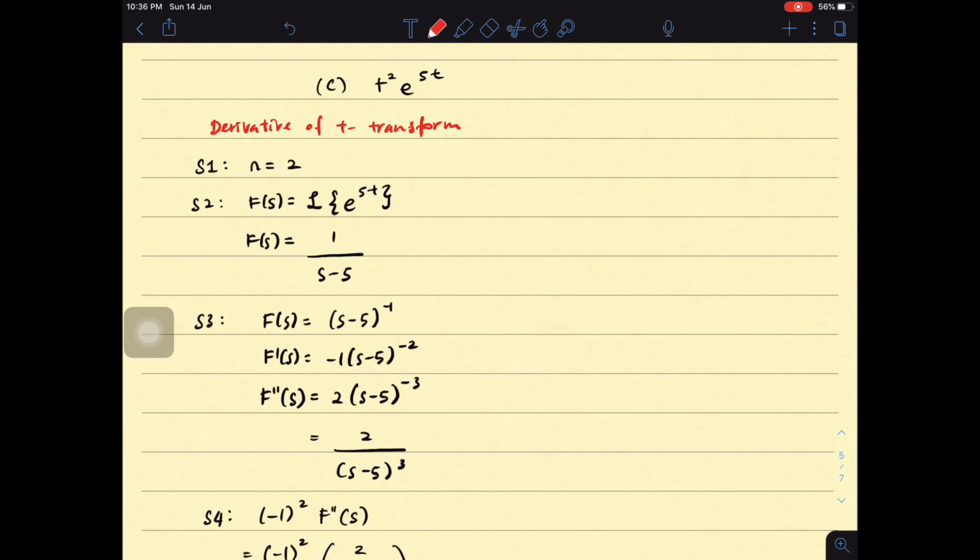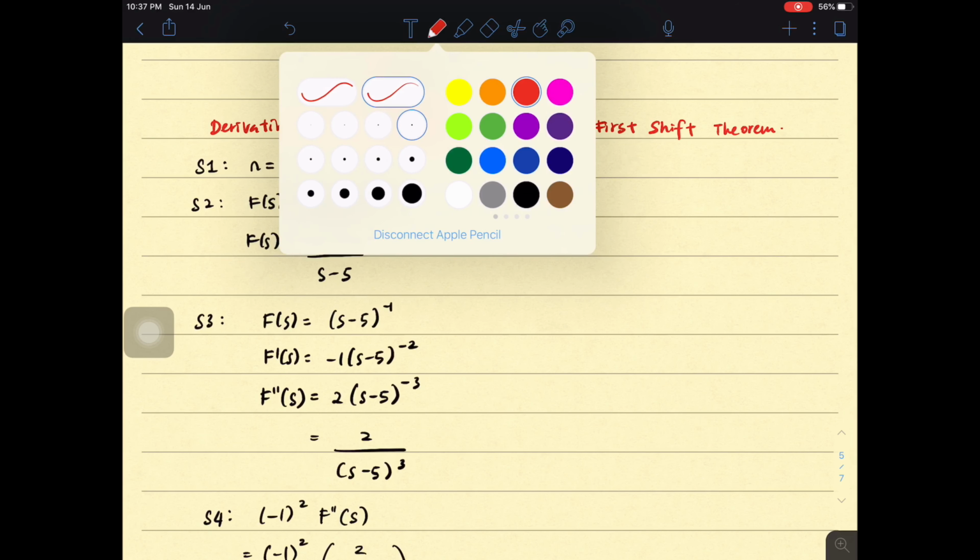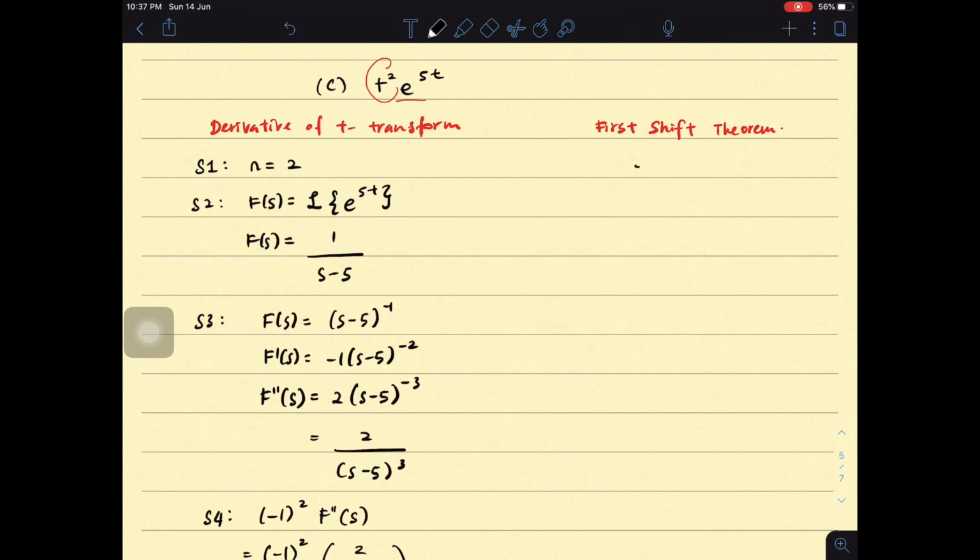Next, we want to solve the same question with another method, which is the first shift theorem, because this question involves the combination of the exponent with another function, t square. So we can also use the first shift theorem. To use it, let me rearrange so that you will see it clearly. We have the function e^(5t) times t to the power of 2. By the first shift theorem, you will get your Laplace transformation as F(s minus a), where F(s) is the Laplace transformation of the function t square.